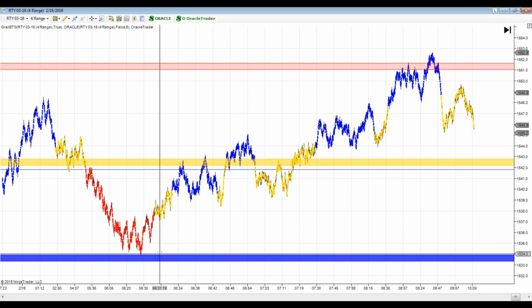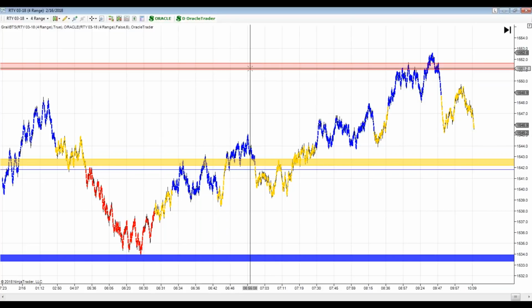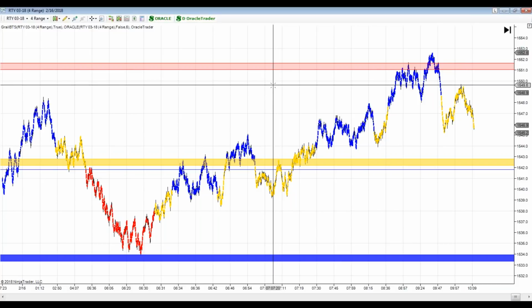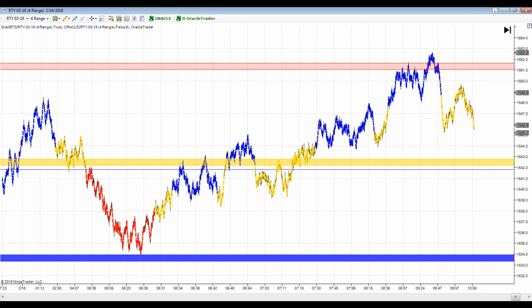Looking at an entry down here of around 1534, we rallied all the way up to 1551, and that's roughly 16 or 17 handles. So that's a tremendous gain. Again, this is the Russell, and this was from Friday.